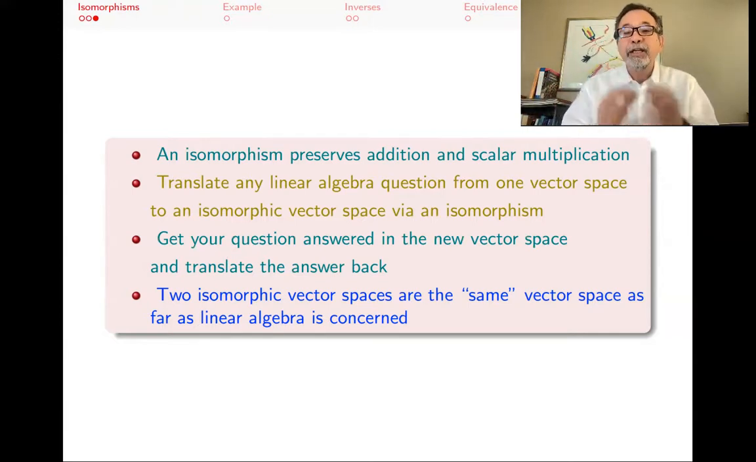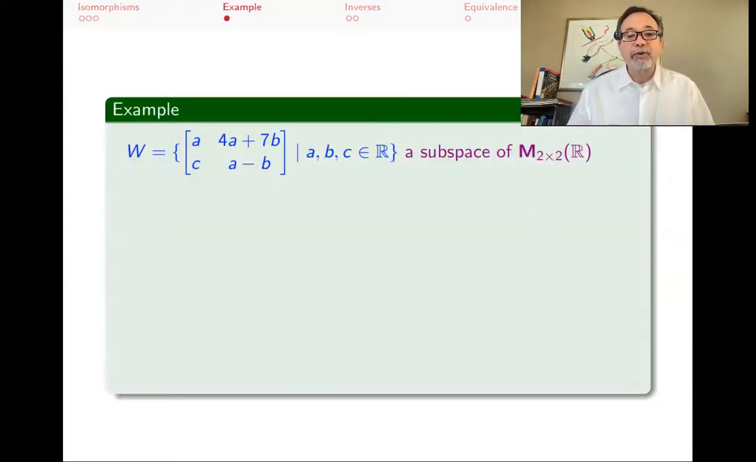Why is this important? This is very useful because in some vector spaces, calculations are easier. For example, in Rn, in n-tuples, we can do lots of calculations because they're numbers and so on. And in some other vector spaces, their elements are not n-tuples, and it's harder to do calculations. And so this idea that we can translate from one vector space to another is going to be very helpful in that way. So let me give you a quick example.